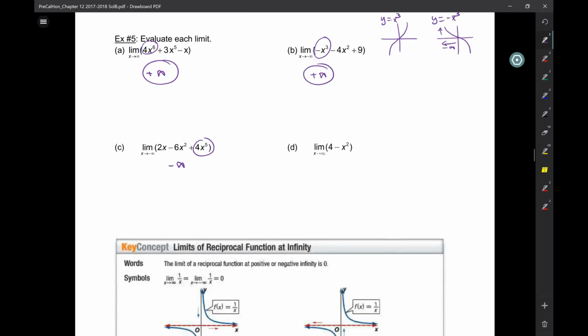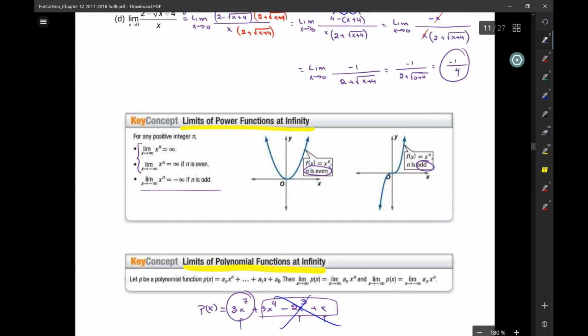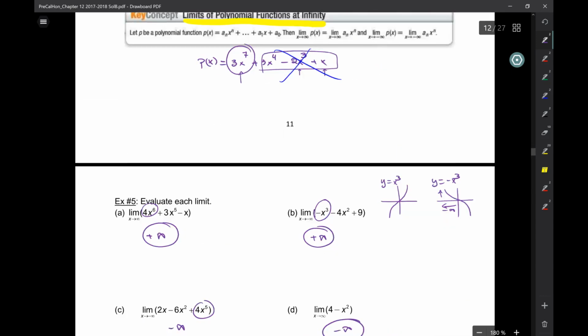Mm-hmm. And then here, negative x squared. So this is a parabola, but it's negative, so it's facing down. So no matter which way you go, they're going to go to negative infinity. All right. So these were polynomials.